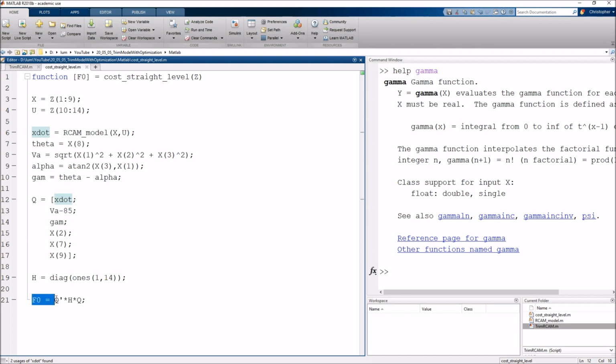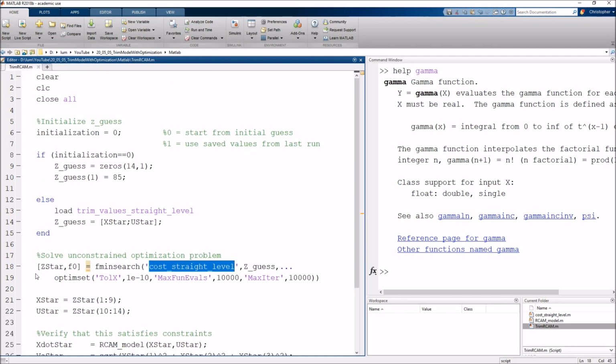And then all I do is generate my cost function by taking Q transpose H Q. So that's the cost function. Then lines 18 and 19 are going to hopefully try to give that a solve, and we're going to try to find a minimum of that cost function.